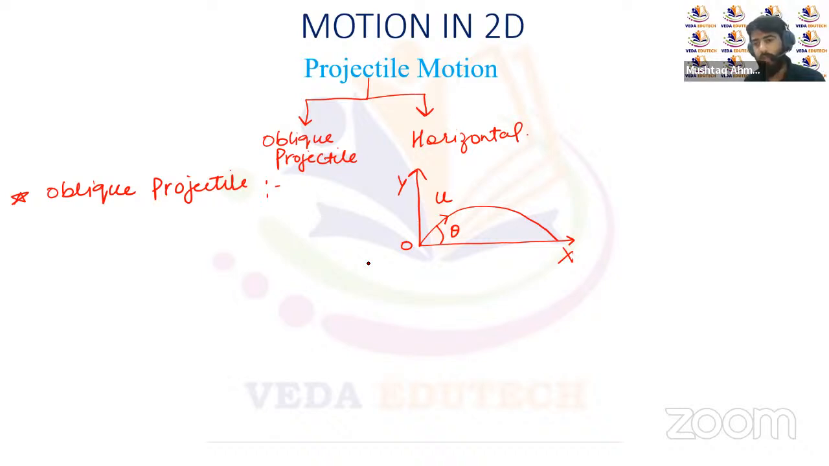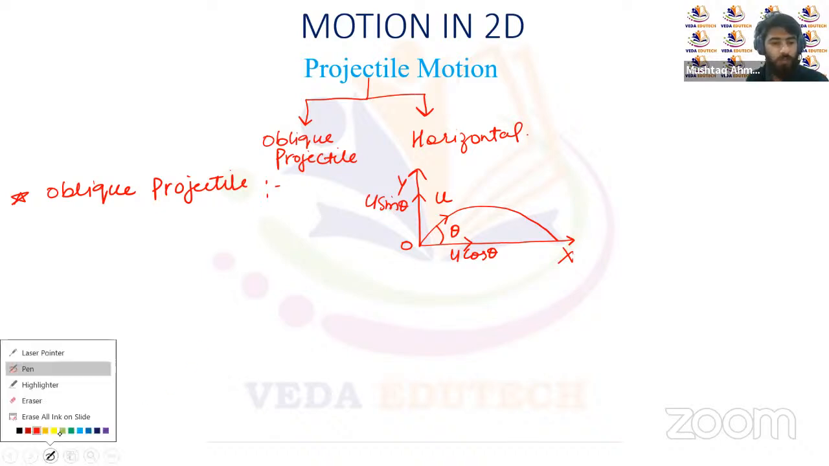And we know that velocity is a vector. We can resolve this initial velocity into two components, one along x and another along y. The component along the x direction will be u cos theta, and the component along the y direction will be u sin theta. So in this projectile, we have to calculate different parameters, right?